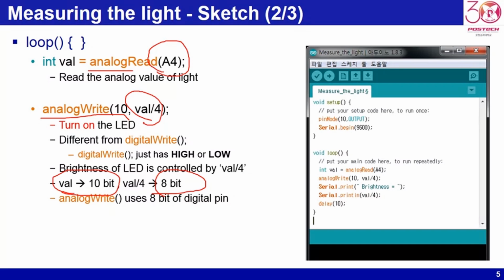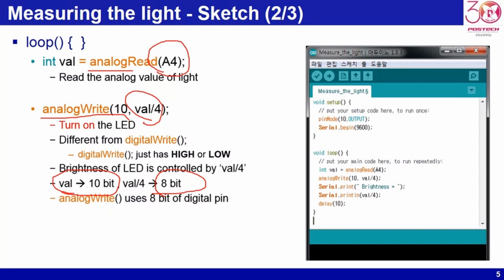So now we will move on to the loop function. The Arduino command to read analog values is analogRead. When we configure the circuit, we have to set the analogRead to A4 because the sensor is connected to the analog input A4 pin. To make digital pin number 10 turn the LED on, we have to use the analogWrite command. It is different from digitalWrite, which just has HIGH for light on or LOW for light off.